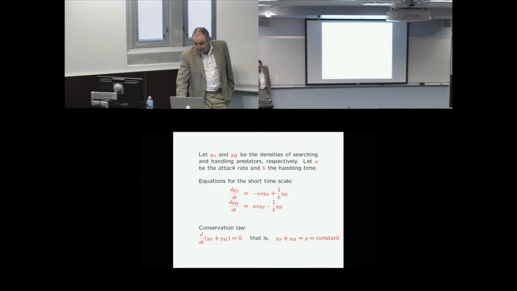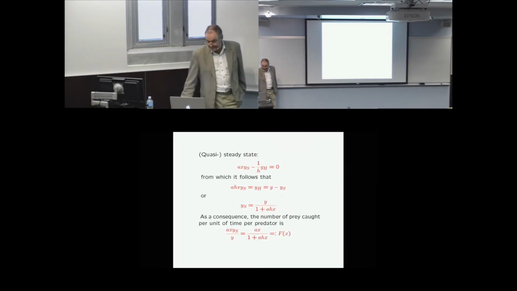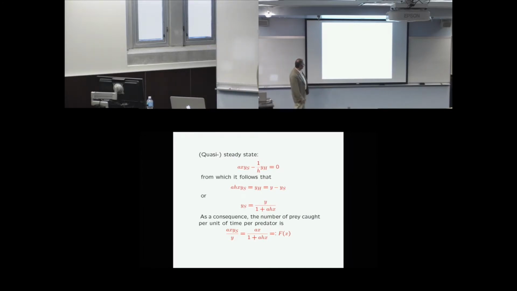The searching plus handling predators make up the total number of predators, and this remains constant on this time scale. So we can look at the quasi steady state by just putting the derivative equal to 0, and from this we can solve by elementary algebra that the searching predators equal the total amount of predators divided by 1 plus AHX. And then the number of prey caught per unit of time is A times X times the density of the searching predators, and then you have to divide by the total amount of predators to get the functional response, and voila, you get this well-known Holling type 2 functional response.